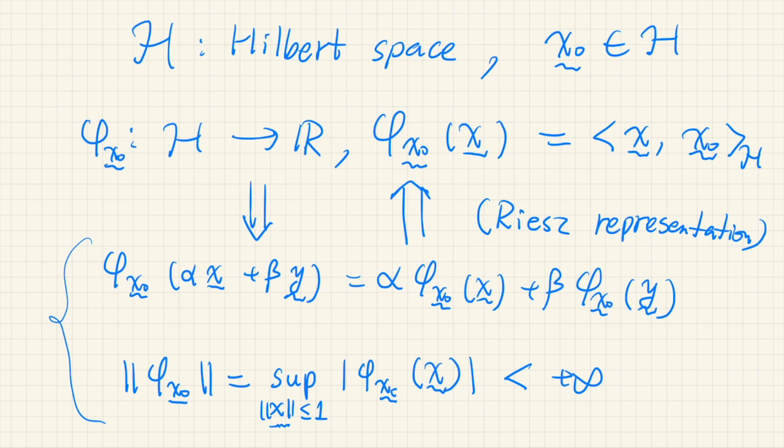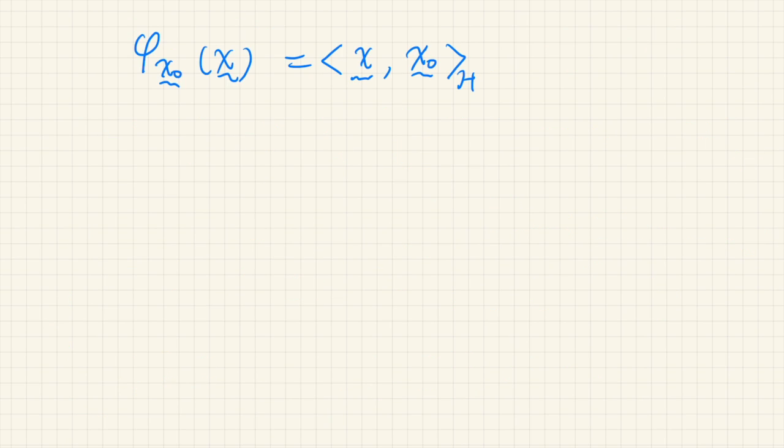Okay, let's start. So we have this map phi x0 of x, which is defined in terms of the inner product between x and x0 in the Hilbert space. In the following, for simplicity, we just omit this subscript H. So the first thing we need to do is to show that this is a linear map.